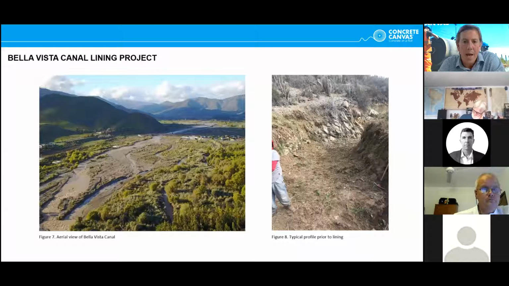The problem they had in the Bella Vista Canal was that the channel had been cut into soil and rock, and unsurprisingly suffered from a high degree of water loss, and that reduced obviously the water supply available to the local community. There were 5 sections of the canal that were identified for improvement, but they were all in very difficult to access locations. Another key challenge on the site is that they had a very limited period where they could cut off the water supply.